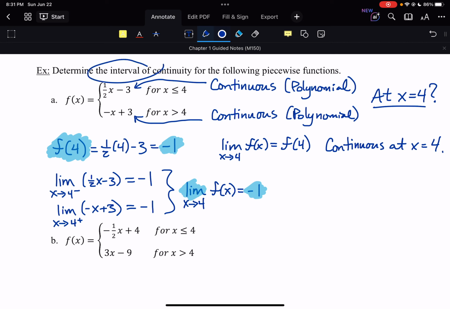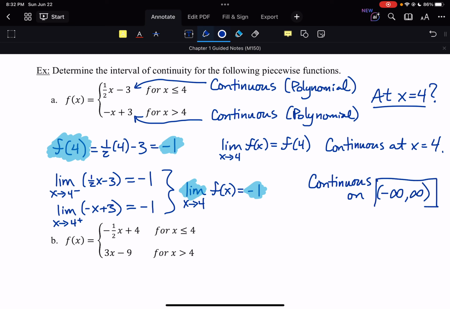Now it's asking about the interval where it's continuous. We know it's continuous for everything less than 4. We know it's continuous for everything greater than 4. And now we know it's also continuous at 4. And that's everything, right? Everything less than, greater than, and equal to. So it is continuous on the interval negative infinity to infinity. All real numbers.